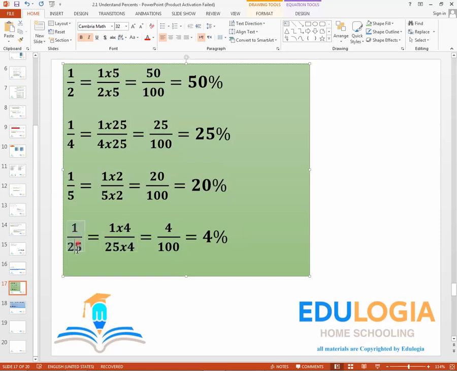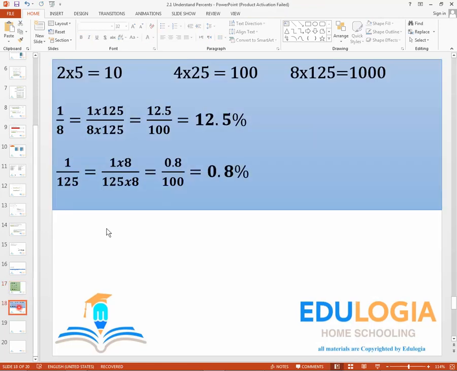What about 1 over 25? The friend of 25 is 4. So 25 times 4 and 1 times 4. Above, 1 times 4 is 4. 25 by 4 is 100. So it's 4 over 100. So it's 4%. Going to the next slide.